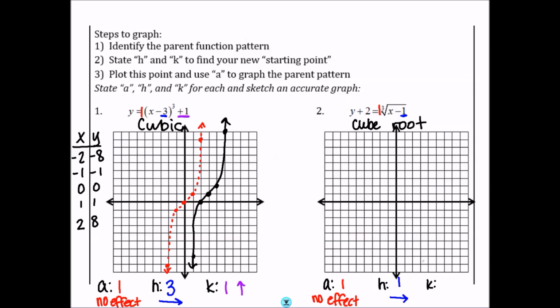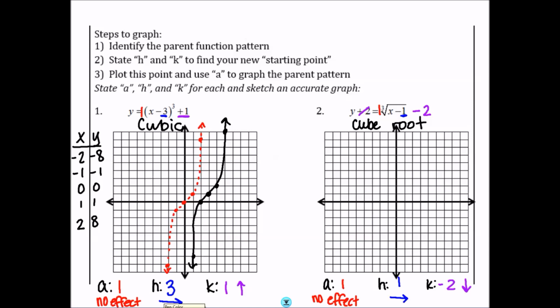And k in this problem is on the left side of the equation with y. The problem can be written this way, that's fine, or we could subtract 2 from both sides and put a -2 at the end. Either way, k is going to be -2, which means that the graph will move down 2 units.